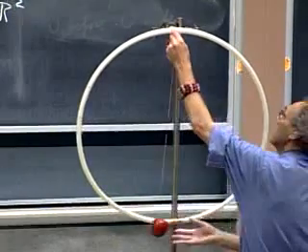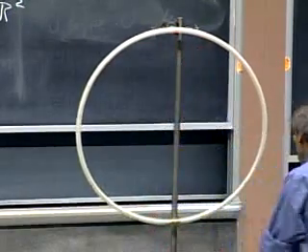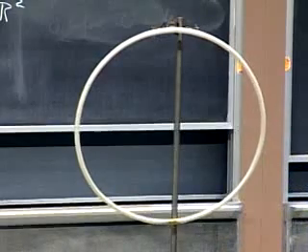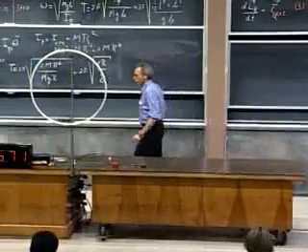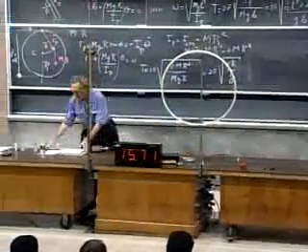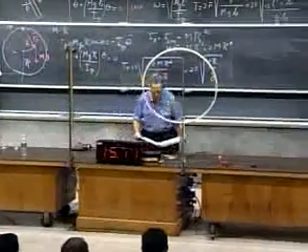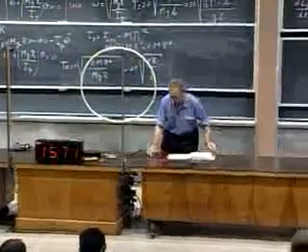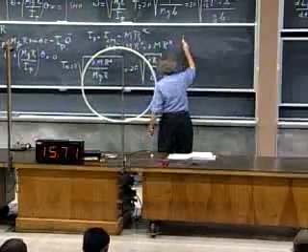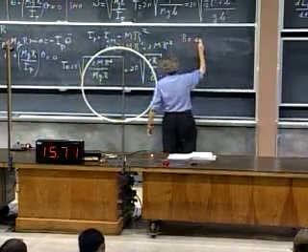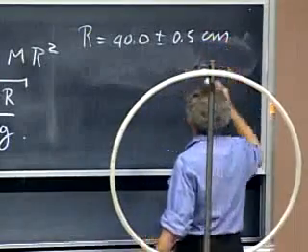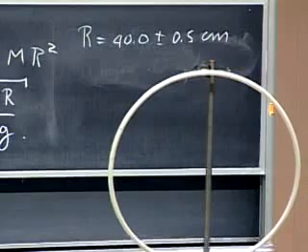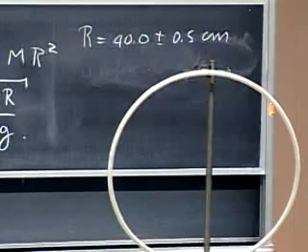I want to do a quantitative measurement, because I know the radius of this hula hoop. The radius, I think, is 40 centimeters, and we know that to an accuracy of about half a centimeter. So R is 40.0 plus or minus 0.5 centimeters. You will say, boy, can you not measure that any better? I mean, half a centimeter, it's almost yay big, half a centimeter.